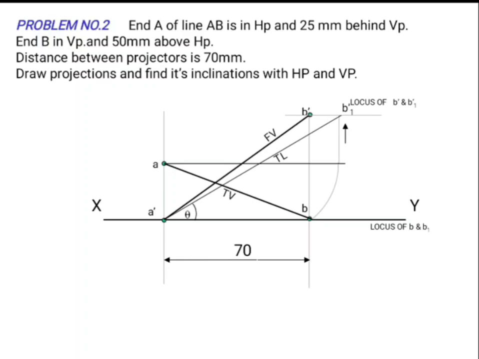Similarly, we can rotate the elevation A dash B dash and make it horizontal, getting the intersecting point on the locus line of B. We can join this point A with B1, which will represent the true length line on the plan side. So the inclination of that line will be angle phi, which is the inclination of the line with the vertical plane.